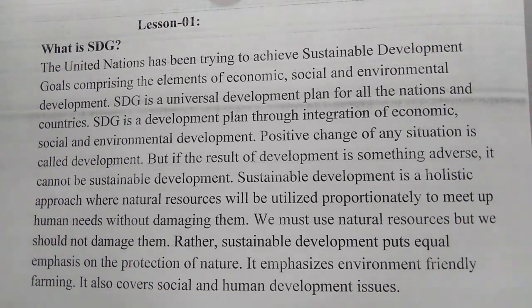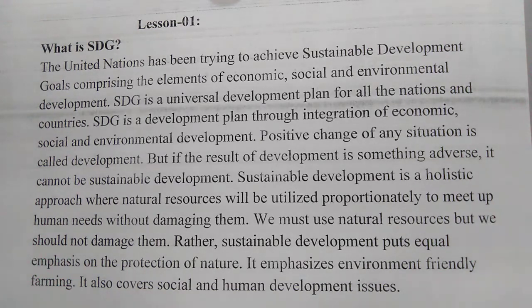Sustainable development is a holistic approach where natural resources will be utilized proportionately to meet up human needs without damaging the resource. We must use natural resources, but we should not damage them. Rather, sustainable development puts equal emphasis on the protection of resources along with development. It emphasizes environment-friendly farming. It also covers social and human development issues. So, dear students, by SDG or sustainable development, we mean a development plan comprising economic, social and environmental development. We use natural resources for our development, but we should not misuse or harm them. This is called sustainable development.